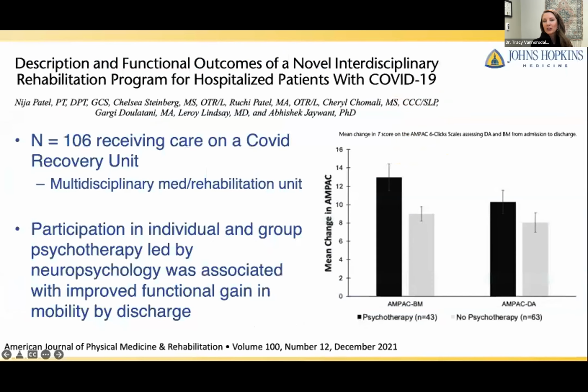But in terms of data, we're still very much lacking on scientific data, specifically as it relates to COVID. What we do see from the preliminary research is that if we look at patients who are recovering on a post-acute inpatient unit, those who participate in individual or group psychotherapy, so once or twice a week getting individual one-on-one therapy or group therapy, that tends to be associated, at least in one study, with improved functional gains by the time of discharge. So targeting mental health symptoms early on in recovery may have broader, longer term implications for patient outcomes.